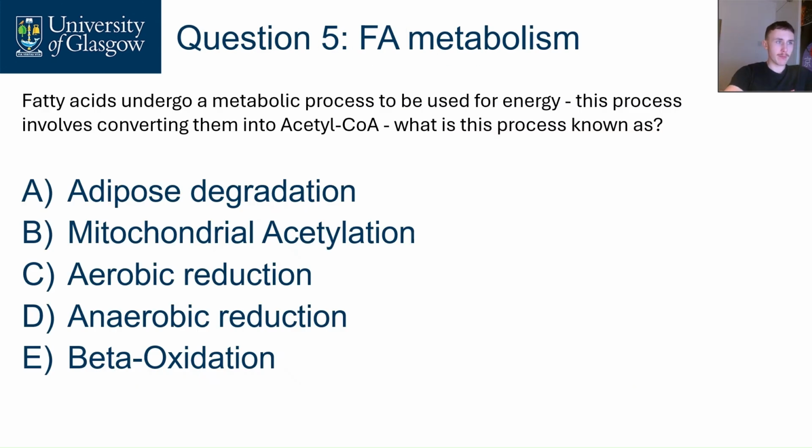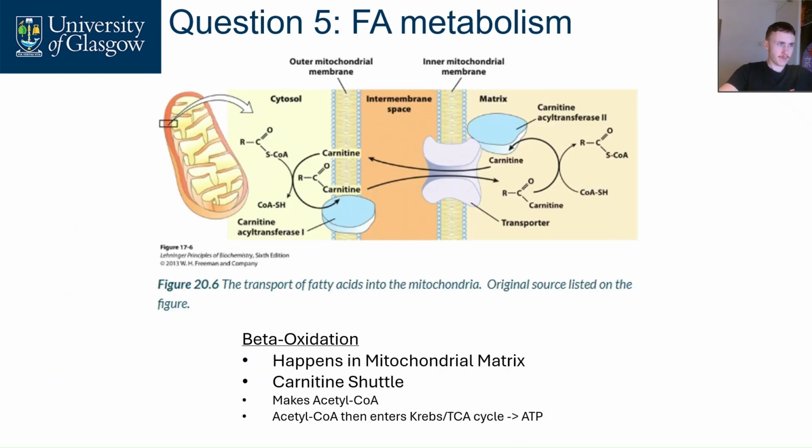Fatty acids undergo a metabolic process to be used for energy. This process involves converting them into acetyl coenzyme A. What is this process known as? So we know that this is catabolic. We're breaking down large molecules, using them for energy. 5 options here. This is an important one to know. The answer is beta oxidation.